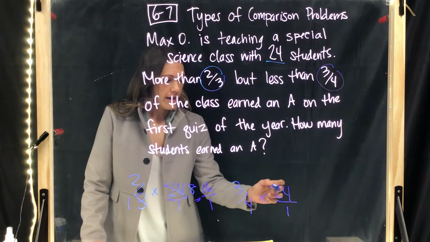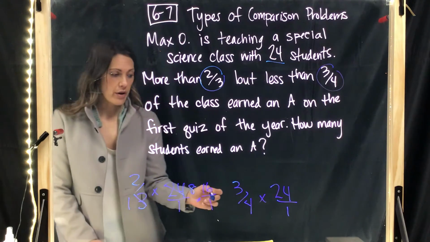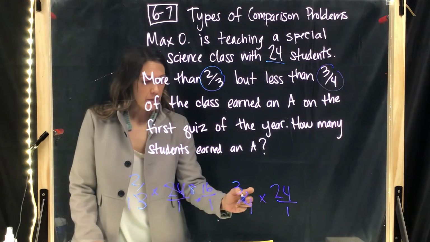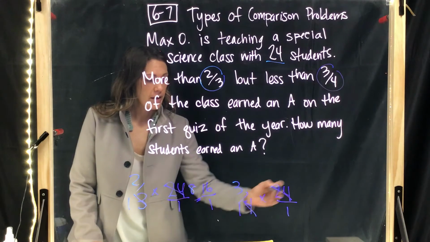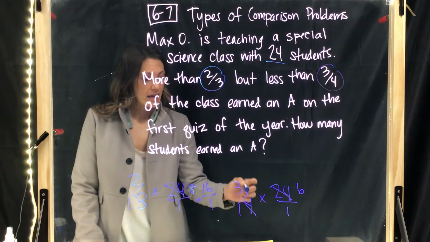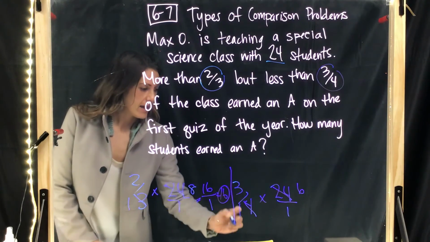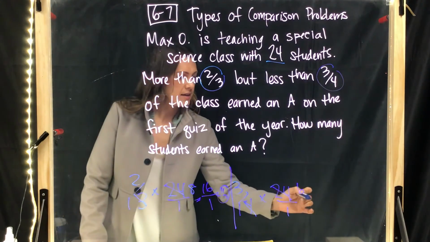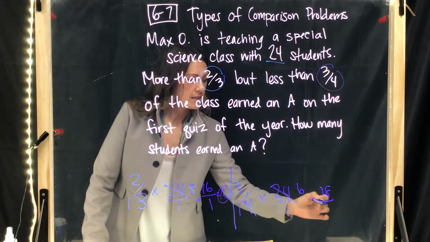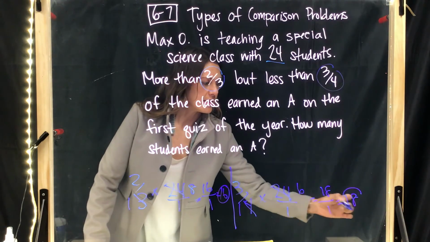On this one, I can cross cancel the 4 and the 24. I know that if I divided these both by 4, this would be 1, and this would be 6. And so 3 times 6 equals 18 over 1, or just 18.